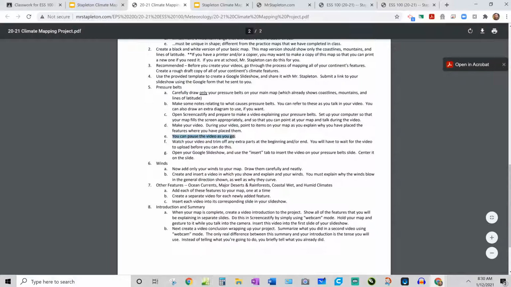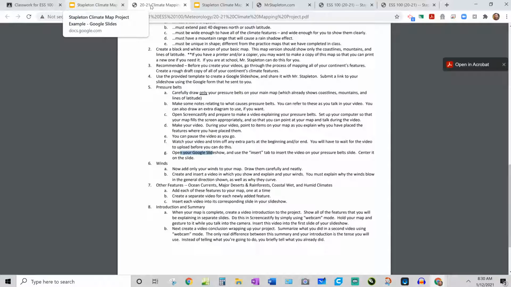One thing about Screencastify is you can actually pause the video in the middle. Although these videos will be short enough that if you don't like it, if you're panicking in the middle, you can just stop it. You can delete it and make a new one. If you've got a bunch of extra stuff in your video, trim it off. And then finally insert it into your slideshow.